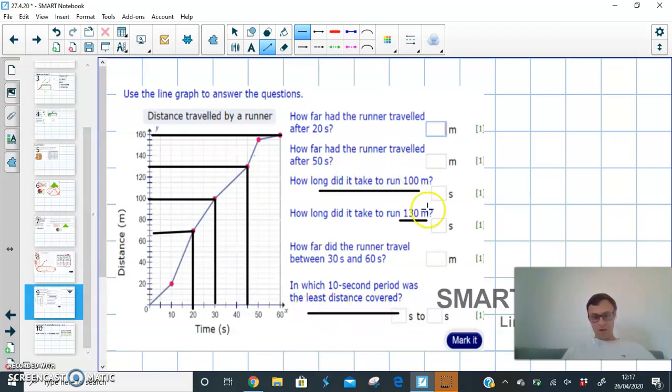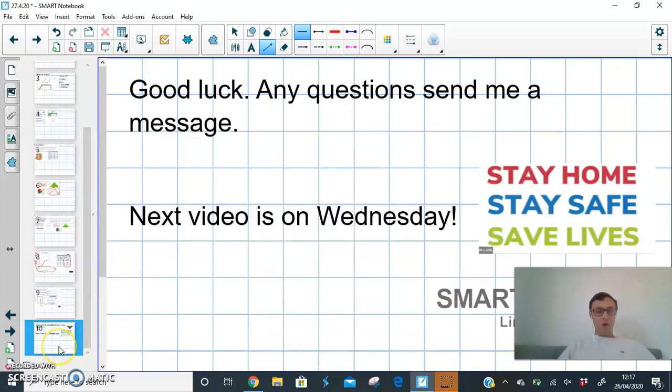And then a couple of other questions there as well, but in which 10-second period was the least distance covered? Well, we want least distance, so we're looking for the shallowest line, not the steepest, because that would be the most. We want the shallowest line we're looking for, and that would be your answer, and you're looking for that 10-second period. So it's between, so from, for example, 50 seconds to 60 seconds. Okay, we would type in there. Okay, so hopefully all of that is fairly straightforward for you, nothing new particularly, just understanding what we're going for.